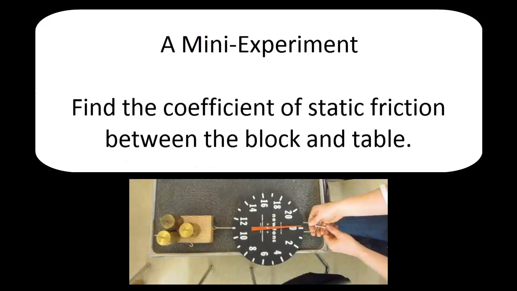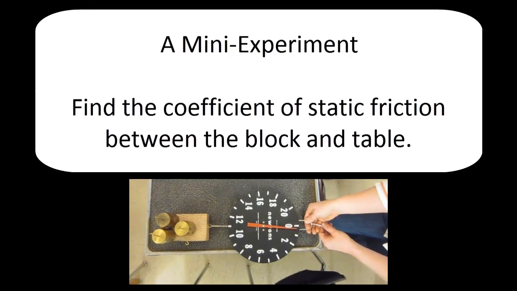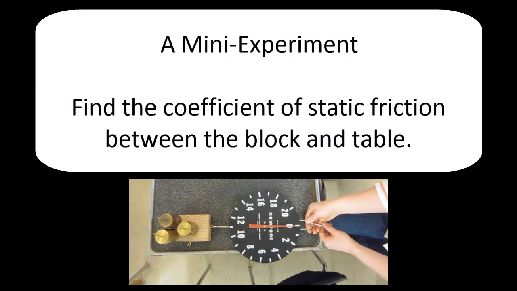Alright, so let's do a little mini experiment. We want to find the coefficient of static friction between the block and the table pictured below. For this, we will use a spring scale to measure the force with which I pull, and we will slowly begin to pull it until we see the block just begin to move. Let's see below. So here I am.